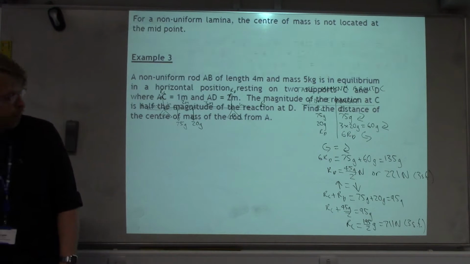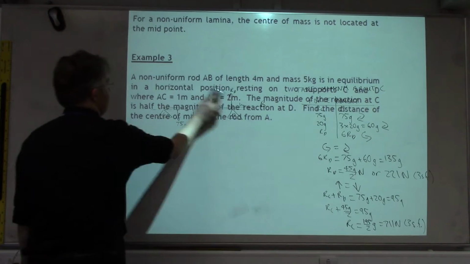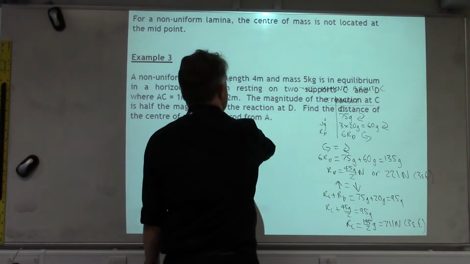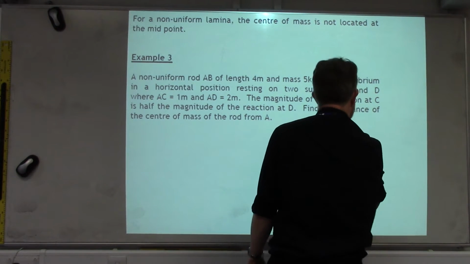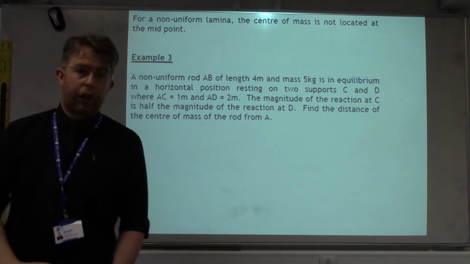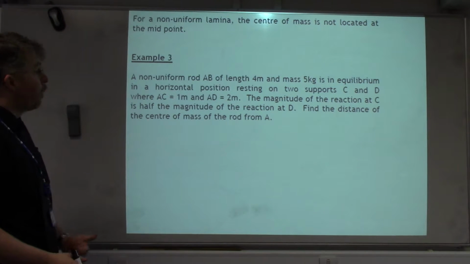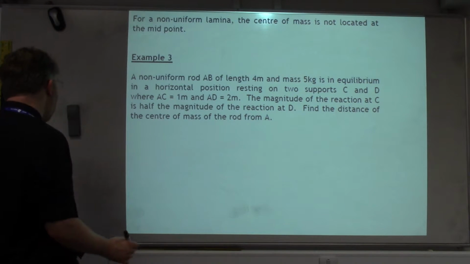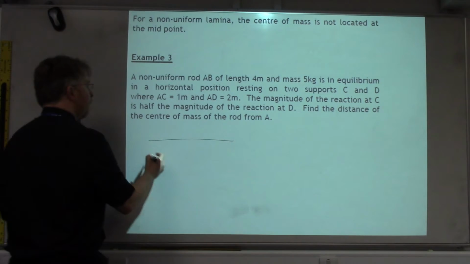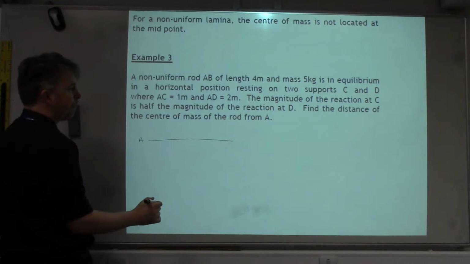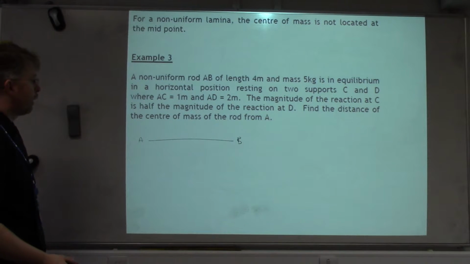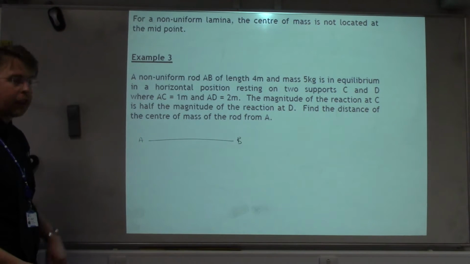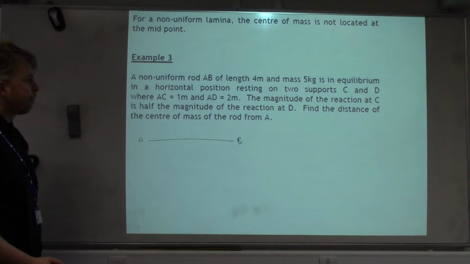Final example. So non-uniform lamina, so the centre of mass is not located at the midpoint. So we're in equilibrium from A to B, non-uniform, so we don't know where the centre of mass is. And in fact the question is to find the distance of the centre of mass from A. AC is 1 metre.